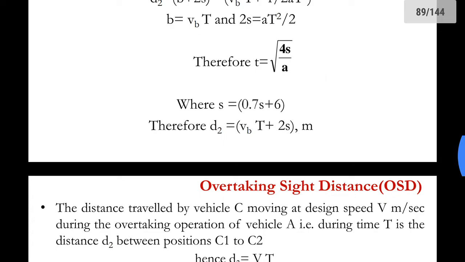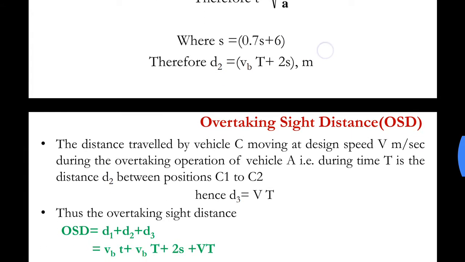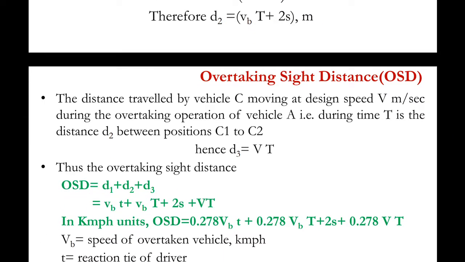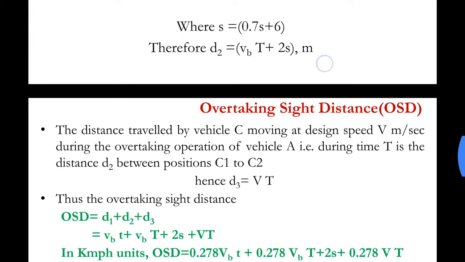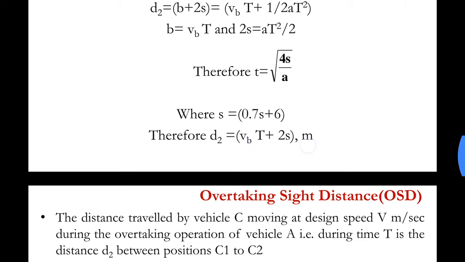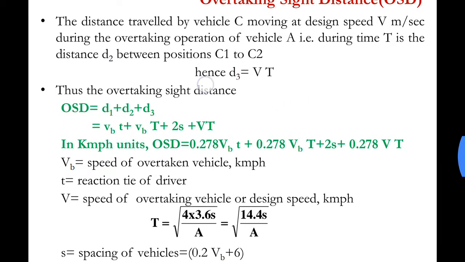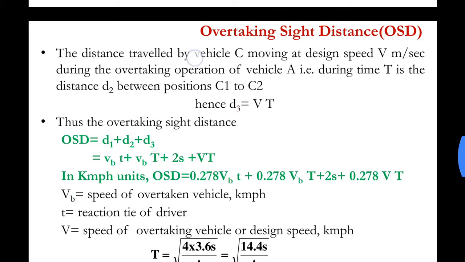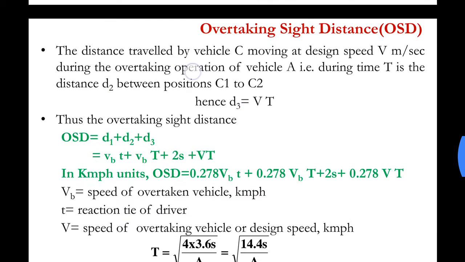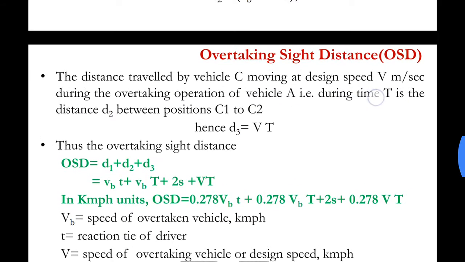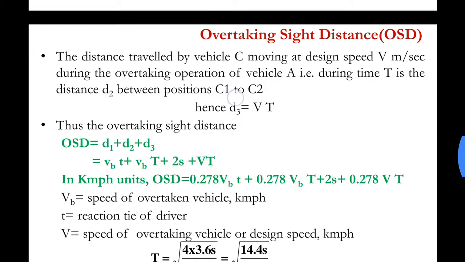So now we know the formula for s, that is 0.7 Vb plus 6, and d2, that is Vb T plus 2s, which is nothing but b plus 2s. So now we have arrived at a formula for d2. Now the third distance, that is d3. The distance traveled by vehicle C moving at design speed V in meter per second during the overtaking operation of vehicle A during time capital T is the distance between position C1 and C2.